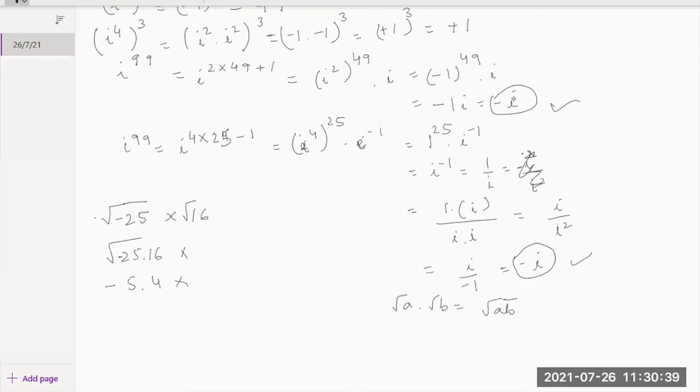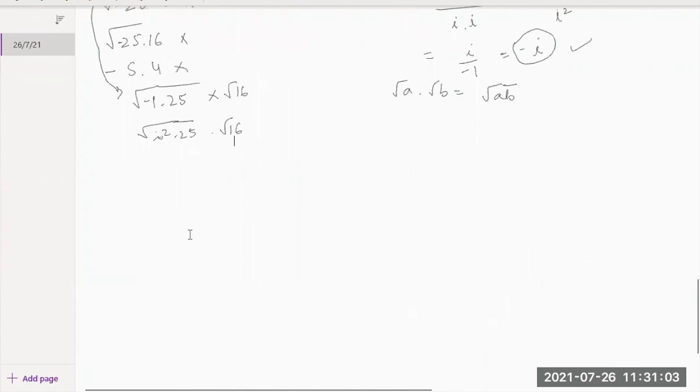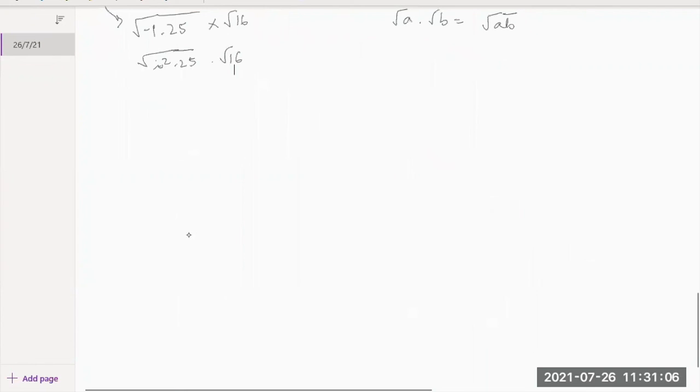So I'm going to write this as under root of minus 1 times 25, all under the root, into root 16. And so now this can be written as i square times 25 all under the root, into root 16. Since these are perfect squares, you can easily get the answer now. This will give me i, this will give me 5, and this will give me 4. So I have my answer as 5 into 4 into i, which is 20i. This is the correct answer, not plus minus anything else.